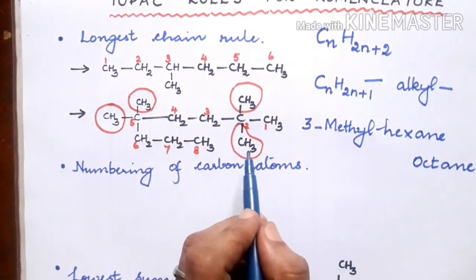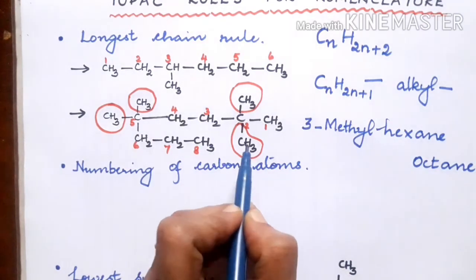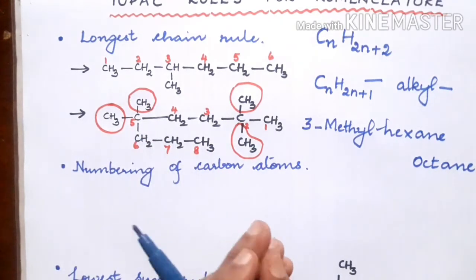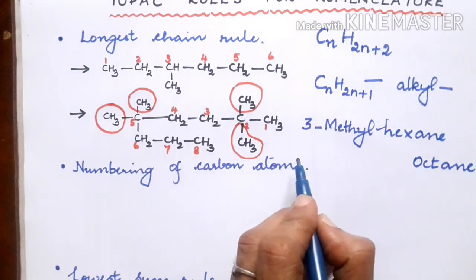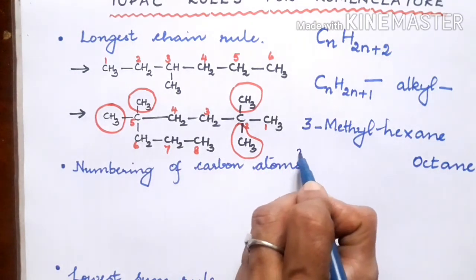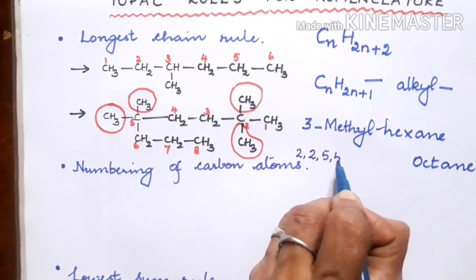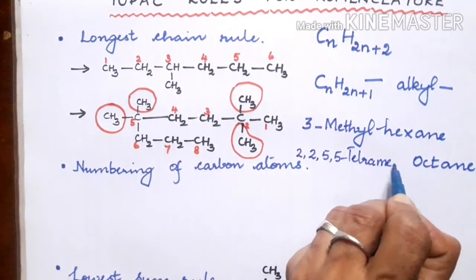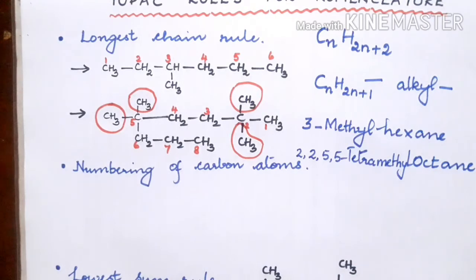CH3 means methyl. How many methyls are there? If it is one methyl, we just give methyl. The position has to be specified. Here you have 4 different methyl groups. So it should be given as a prefix tetra. So it is 2, 2, 5, 5, tetramethyl octane. Hope it is clear.